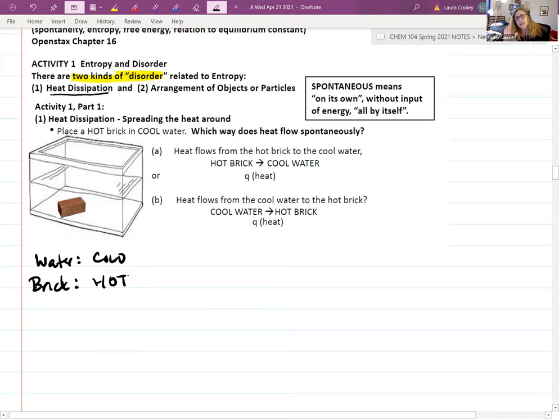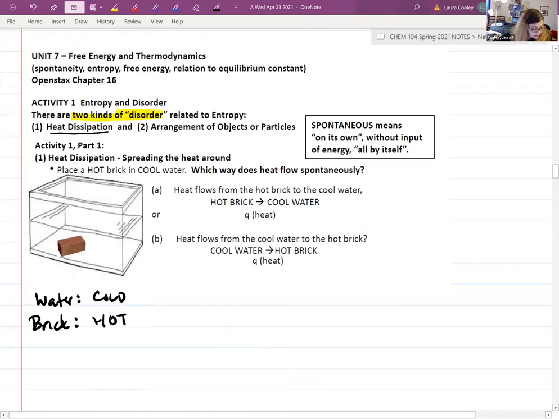So what I'm trying to illustrate with these examples is what happens spontaneously, and try to relate that to whether entropy is increasing or decreasing.